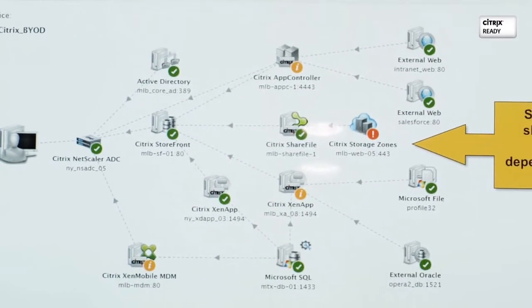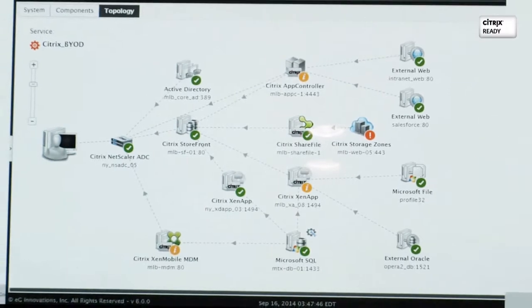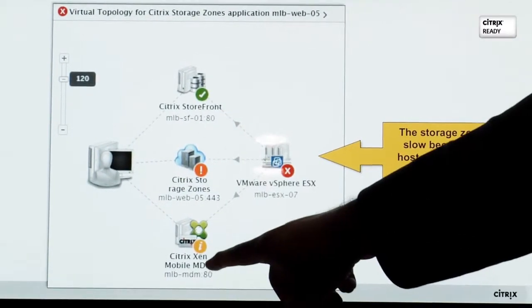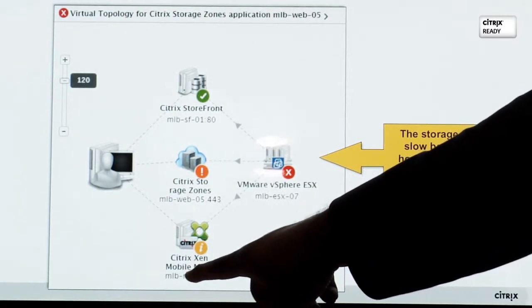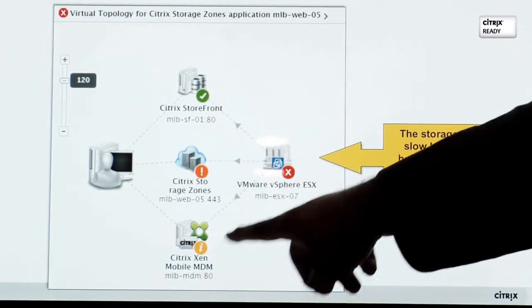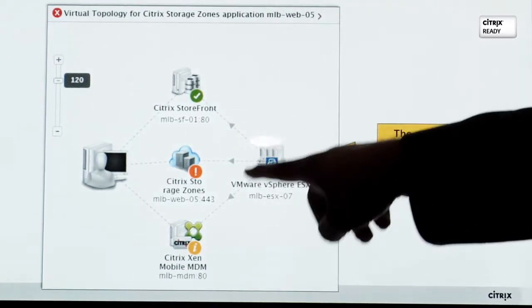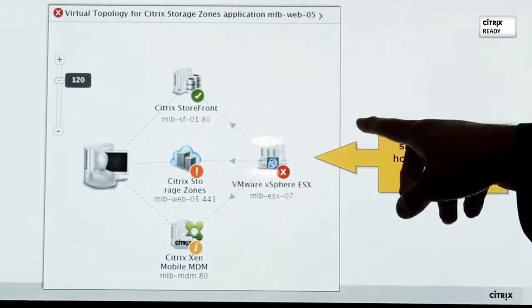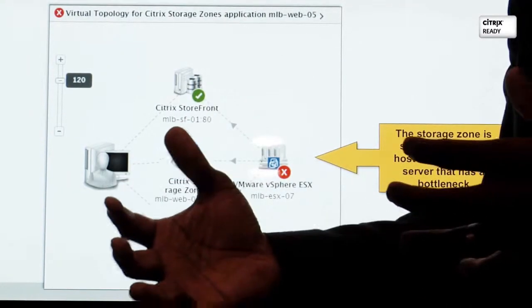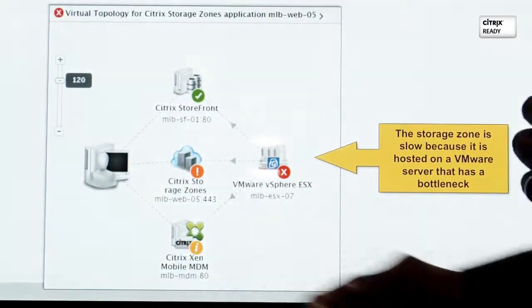That gives us the ability to drill down and find issues such as this, where we are drilling down into XenMobile MDM, trying to see a problem with Citrix Storage Zone and XenMobile MDM, and we can see that they're running on an ESX host that has bigger problems. That's the level of drill down and the level of insight you can get to when you really do universal insight.